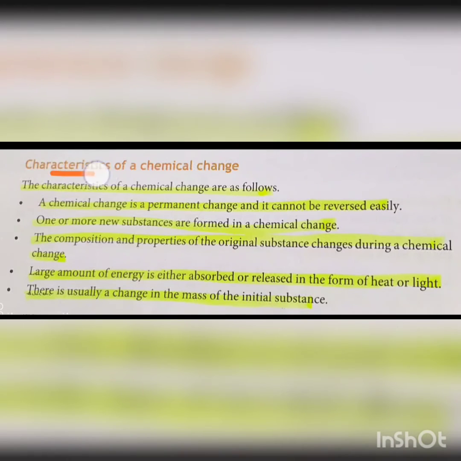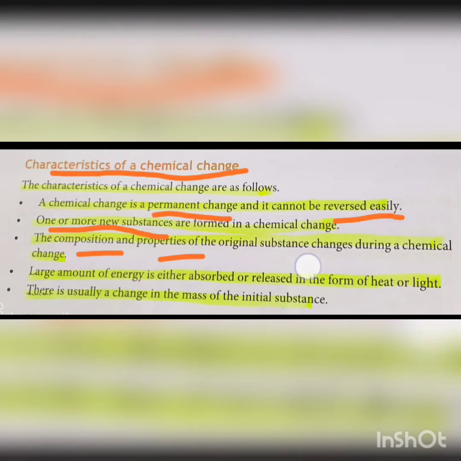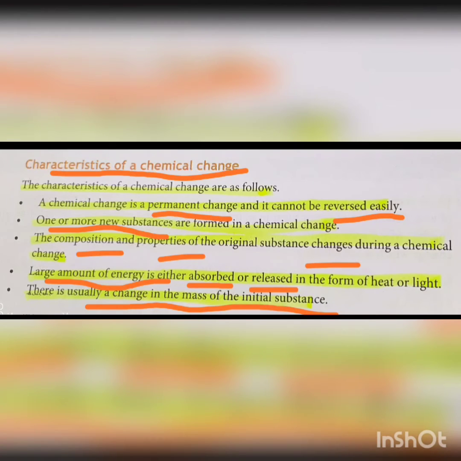Characteristics of a chemical change. The characteristics of chemical change are as follows. A chemical change is a permanent change and cannot be reversed easily. One or more new substances are formed in a chemical change. The composition and properties of the original substances change during the chemical change. A large amount of energy is either absorbed or released in the form of heat or light. There is usually a change in the mass of the initial substance.